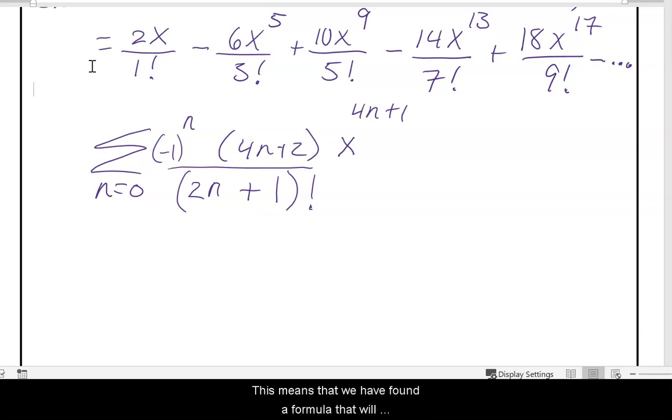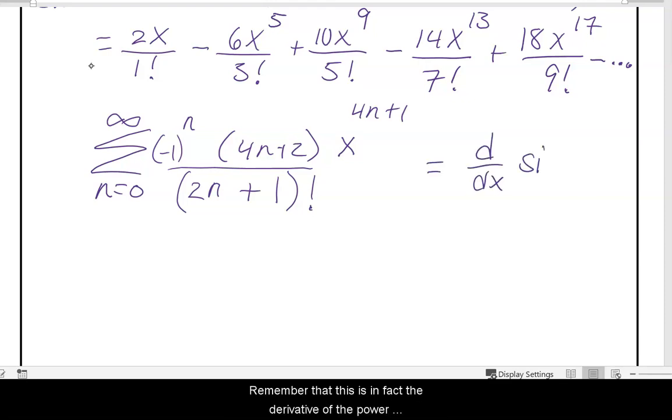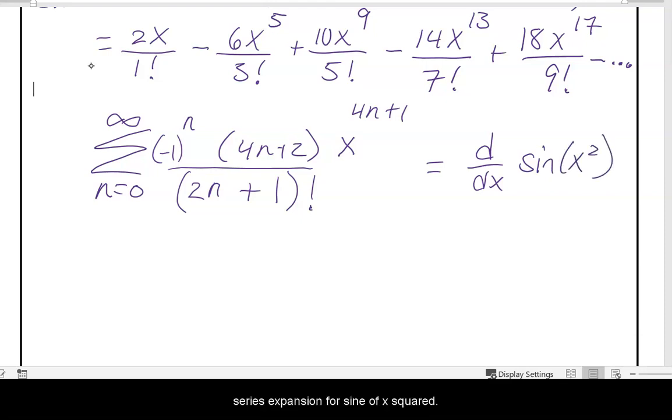This means that we have found a formula that will express the sine of x squared's derivative in terms of a new power series. Remember that this is, in fact, the derivative of the power series expansion for sine of x squared. How can we now prove that this is actually 2x times the cosine of x squared?